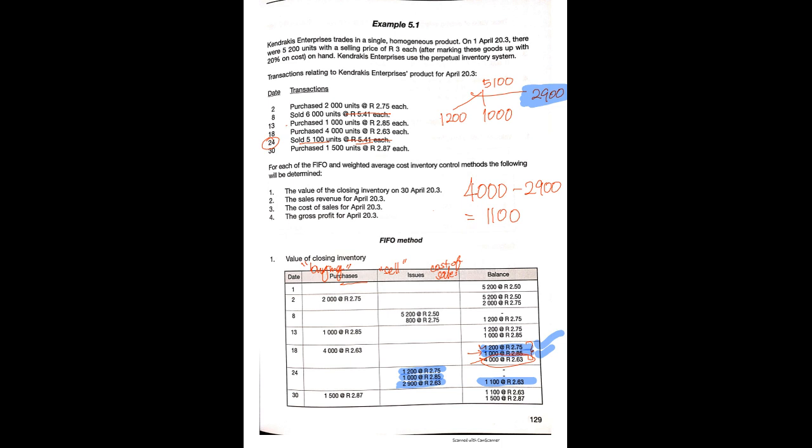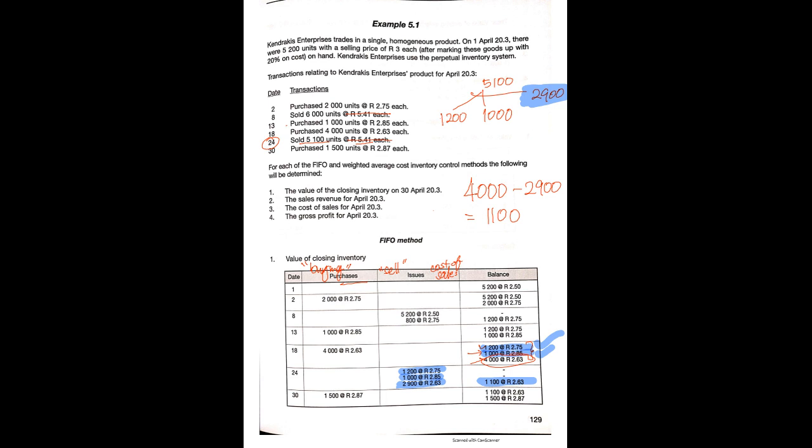It'll remain as the balance. So from the 4,000, we took out the 2,900 that was sold and we were left with 1,100. So 1,100 at the cost of 2.63 is what will be your closing balance on the 24th.